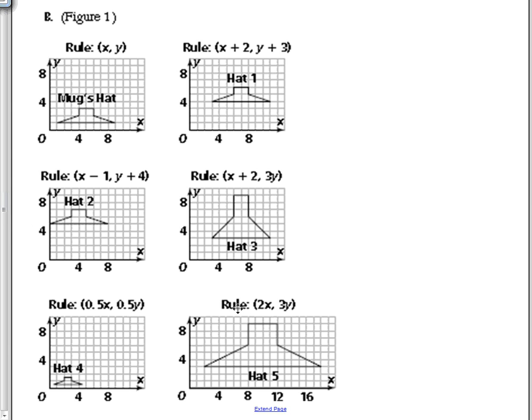Now, for rule 2x, 3y, I'd like to say that the angles are going to be the same, but they're not because they weren't multiplied by the same number. These two were multiplied by the same number, 0.5. This rule, 2 and 3, nope, not multiplied by the same number. So the side lengths will be different and the angle measures will be different. These are not similar.